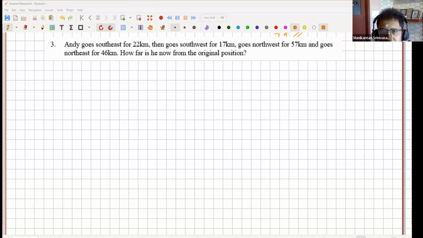You can tell your answer in terms of roots if it comes out to be that way. In terms of? Square root. You can just say square root of blah, blah, right?